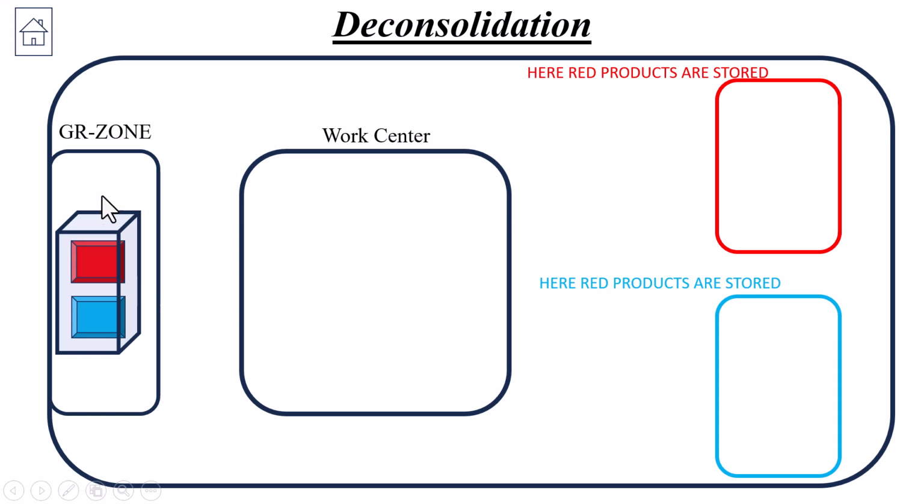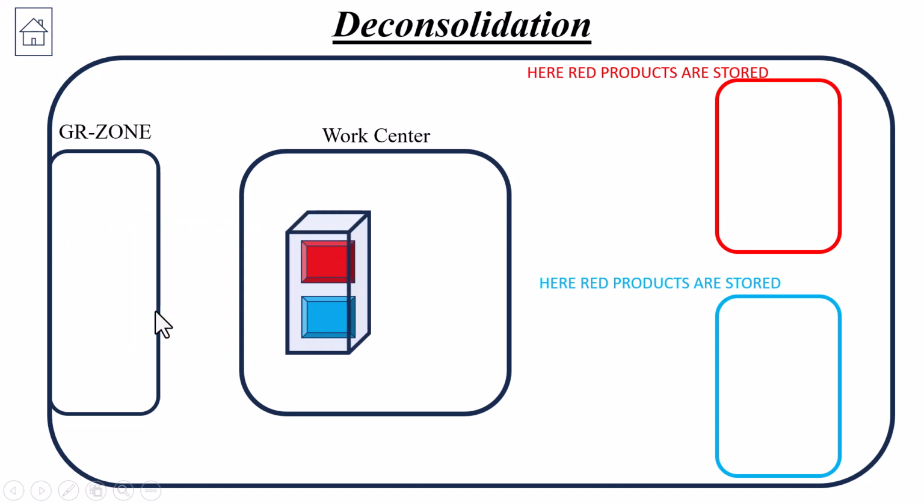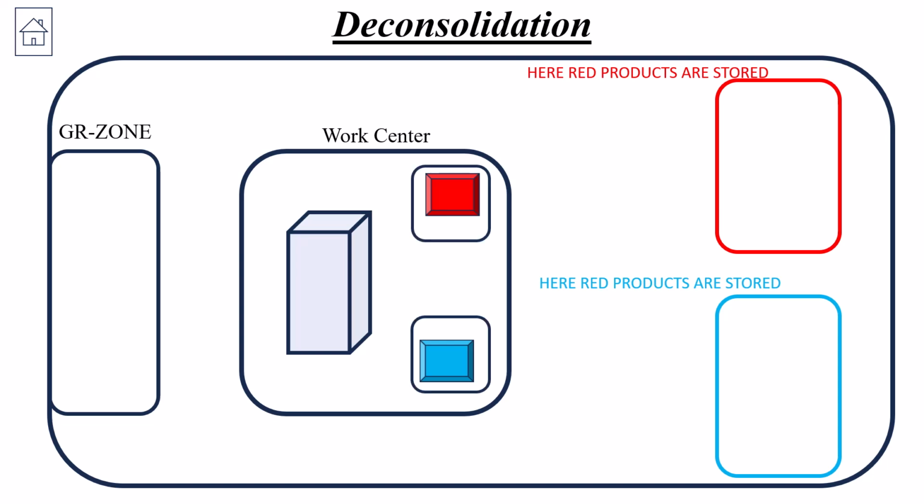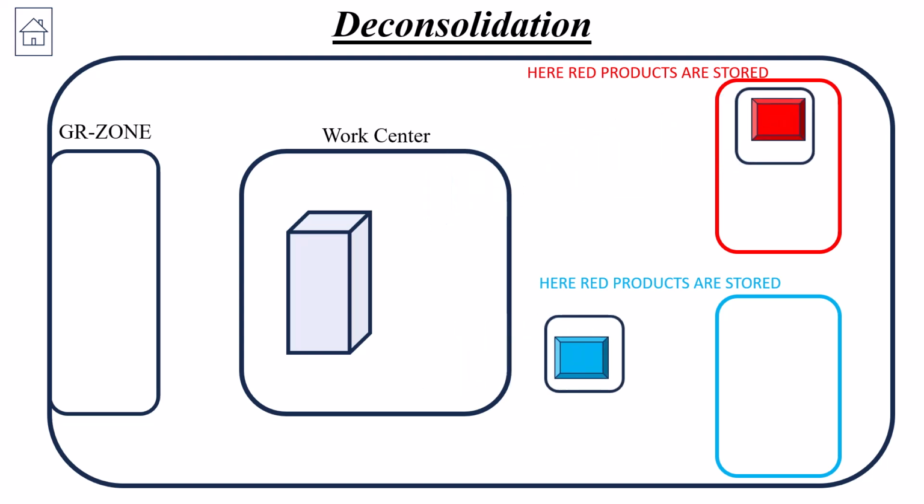So once we have done the GR of this HU, we have to move this product to the work center. Once it is moved to the work center, there is a need to separate these products. So we have to remove those two products from the HU. Let's do that. Now we have removed this red product and this blue product. Now we have to pack those products. Now I'm packing these two products, and we have to move these packed products to their respective storage types, like this and like this.